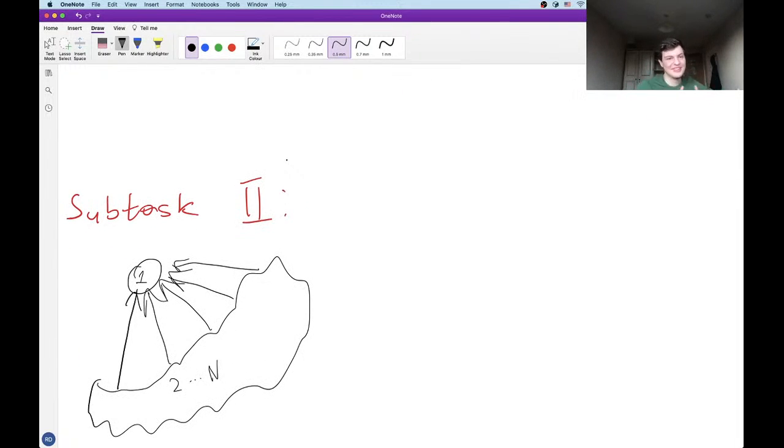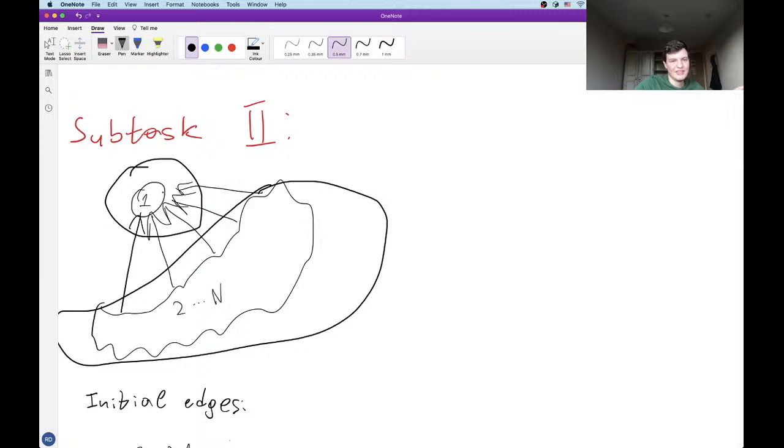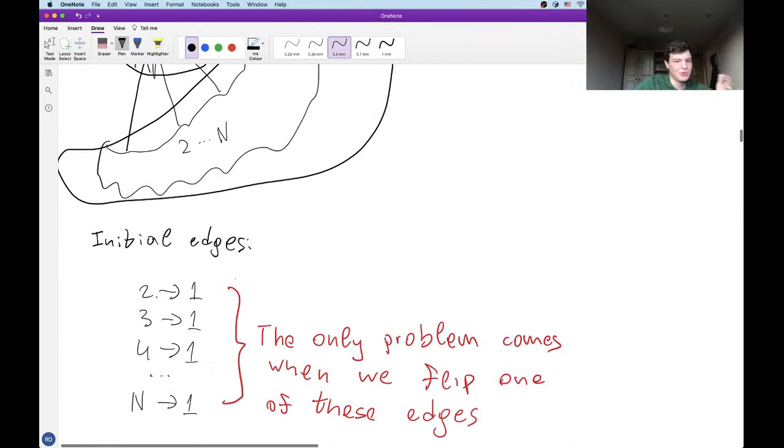However, this time we won't look for components. We are simply going to take the first vertex, and in the tournament graph, let's fix all of the other edges to go into the first vertex. So in other words, if we have something like this, this is just a part of the tournament graph. All of the edges that involve 1 will be fixed: the initial edges will be from 2 to 1, from 3 to 1, from 4 to 1, and so on until n to 1.